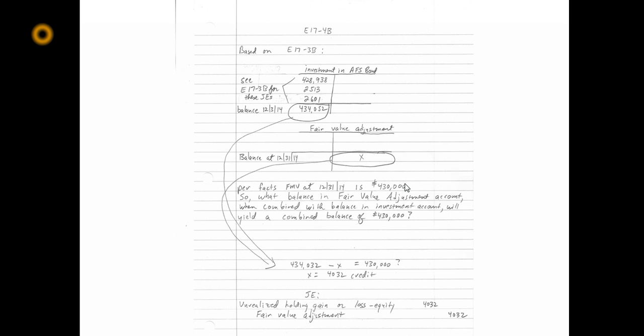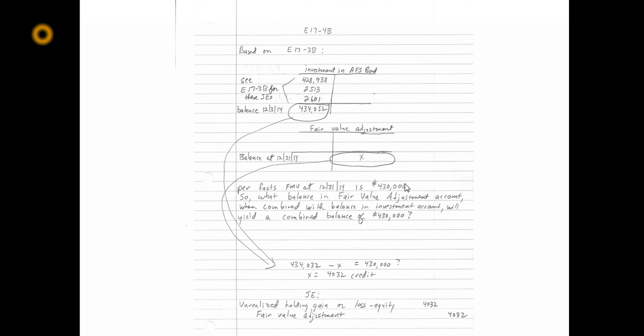of $4,032. So the adjusting journal entry that we're going to make at the end of 2014 is debit unrealized holding gain or loss dash equity account 4032, credit fair value adjustment account 4032. The fair value adjustment account is a permanent account. It's not closed out at the end of the year.